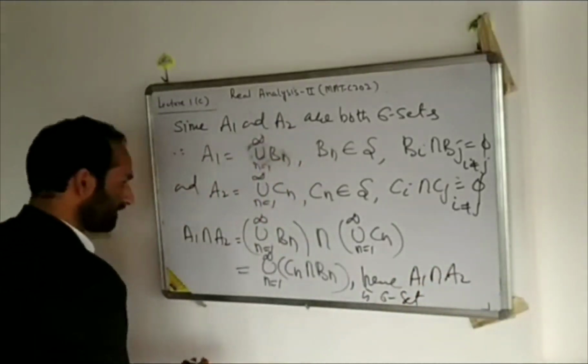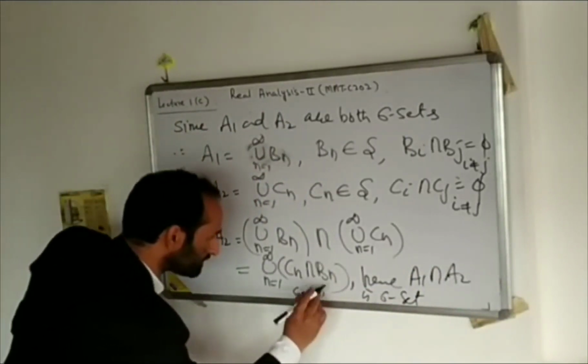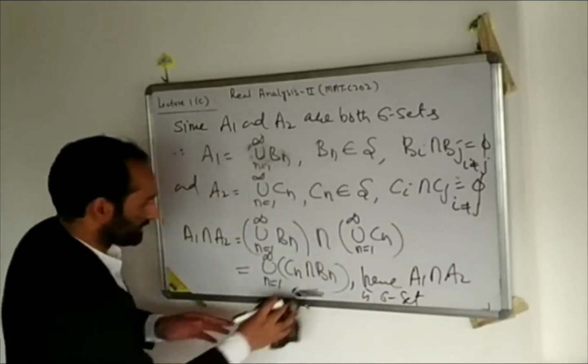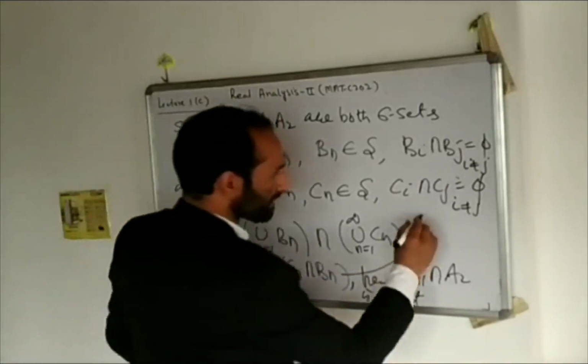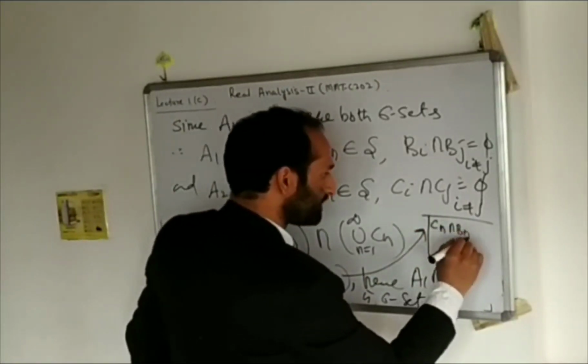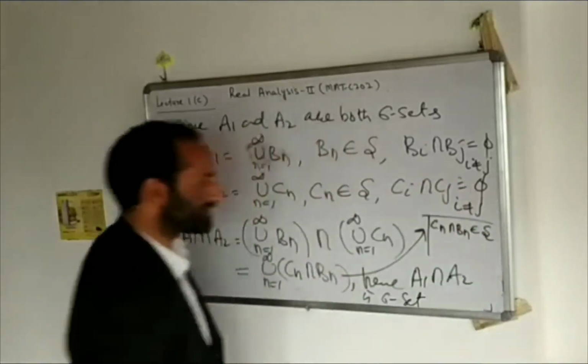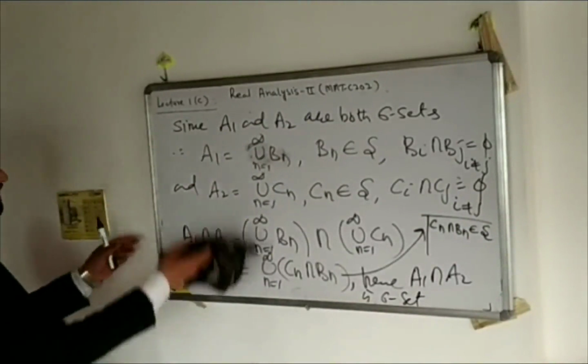Why is it a sigma set? Because Cn intersection Bn are all members of S. So this proves part three of Theorem 1.